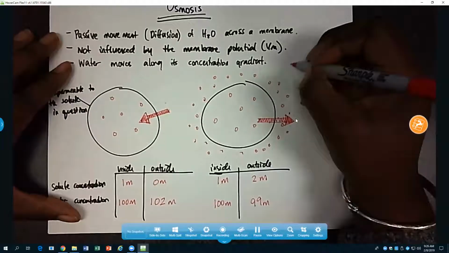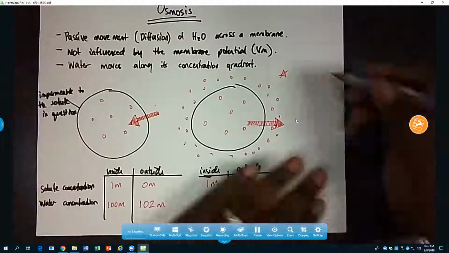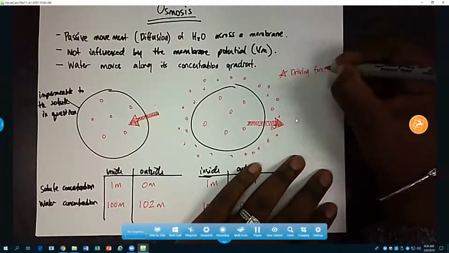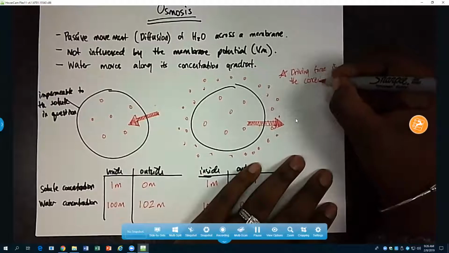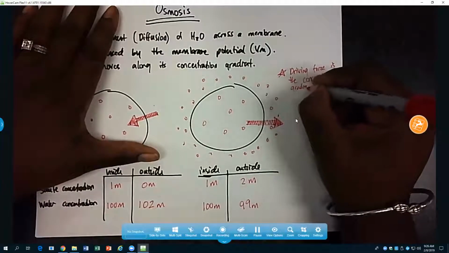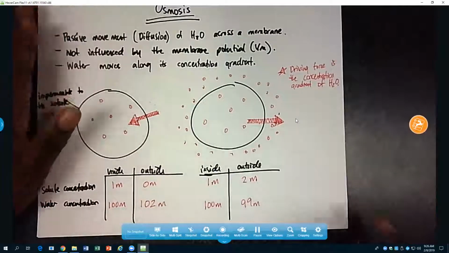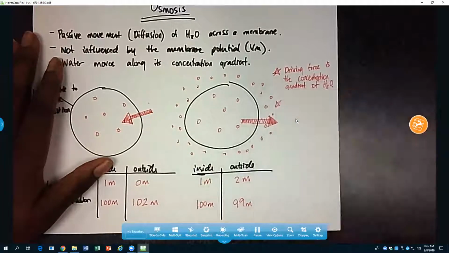Now it's important to remember here, let's make 2 points here. The first one is that the driving force here is the concentration gradient of water. Okay, that's what's really driving the movement of water here.